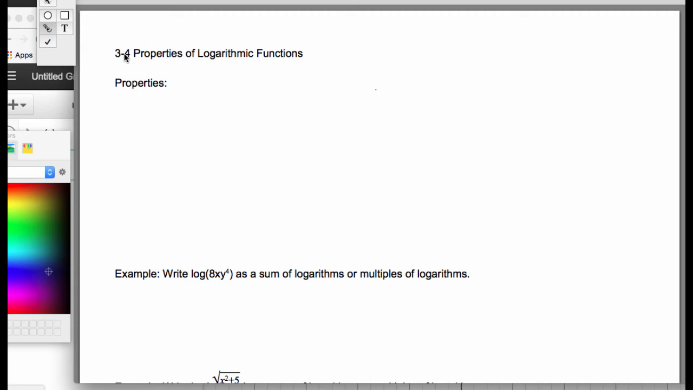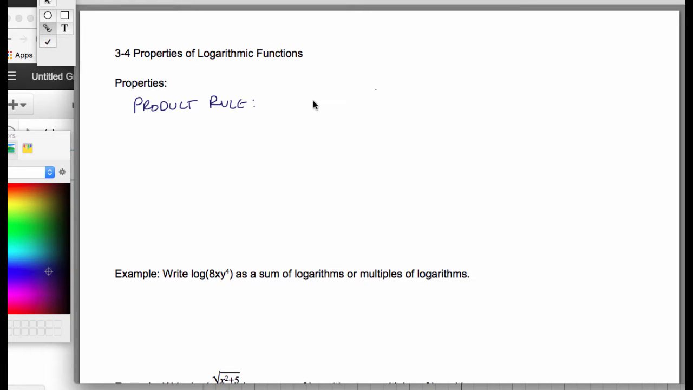Welcome back. Today we're going to talk about 3.4, the properties of logarithmic functions. We're going to start with three properties here. The first one is going to be the product rule. The product rule looks like this.